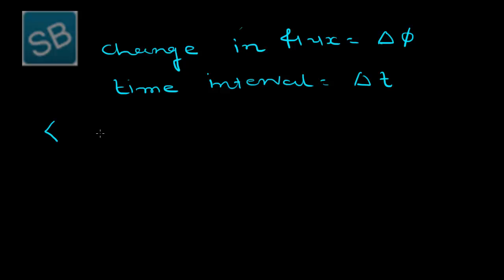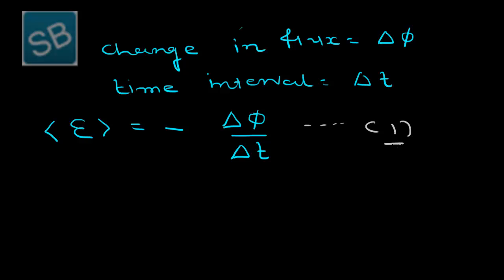the average induced EMF, which I am taking as epsilon, is equal to the negative of the time rate of change of flux. So this is delta phi upon delta t. So see, I have just put the statement in a mathematical form. So this is your mathematical expression for Faraday's law.